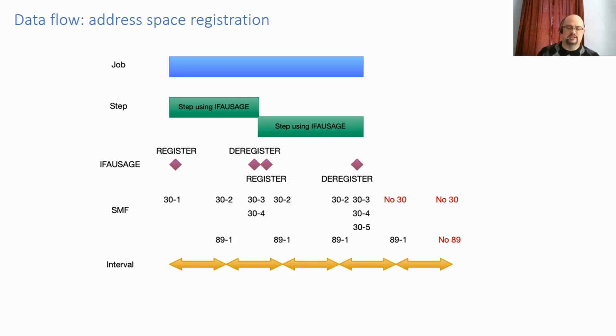Now, again, this type 89 subtype 1 will only contain this product. There might be other products registered in other address spaces. You'd still get a type 89 subtype 1 after this job ends if there's other products that are happening.